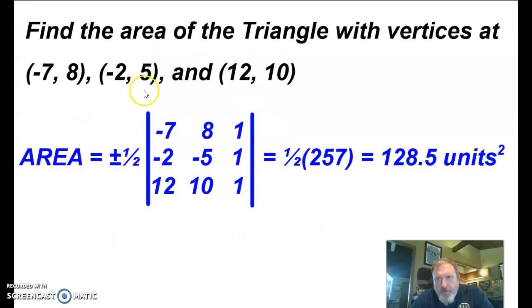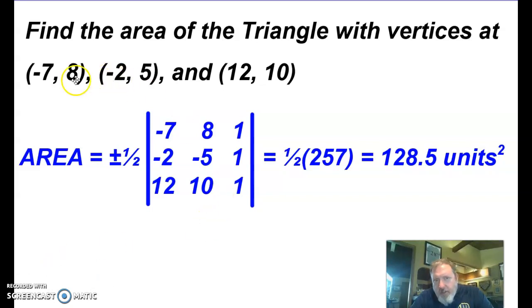So let's take a look. So here's a triangle. There are 3 vertices, (-7, 8), (-2, 5), and (12, 10). Make that last column all 1s. I take the determinant of this matrix. It's 257. Since that's positive, I'm going to multiply by positive 1/2. And the area of this particular triangle is 128.5 units squared. If they give you the units, feet or inches or meters, label accordingly. Otherwise, just units squared. And you can write un squared. You don't have to spell out units. That's fine.